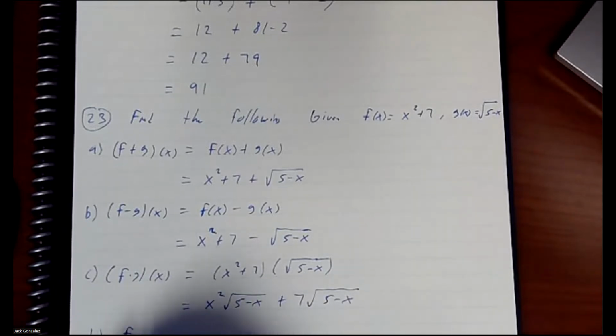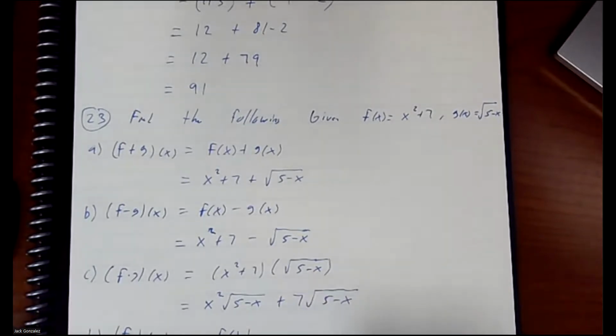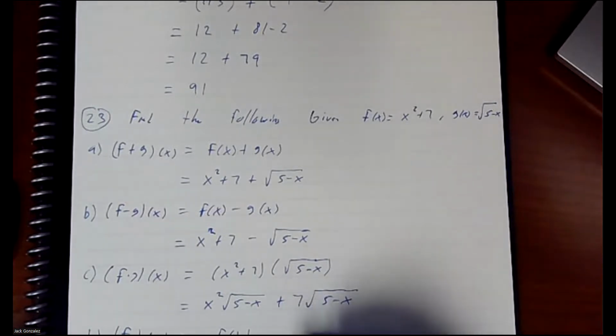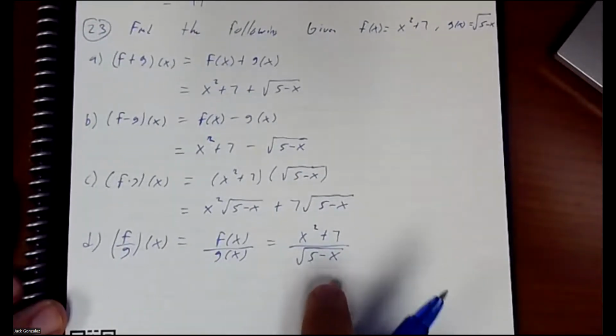And the division is just divide them. Divide f over g, which will be x squared plus 7 over the square root of 5 minus x. The only thing is you might have to rationalize this.